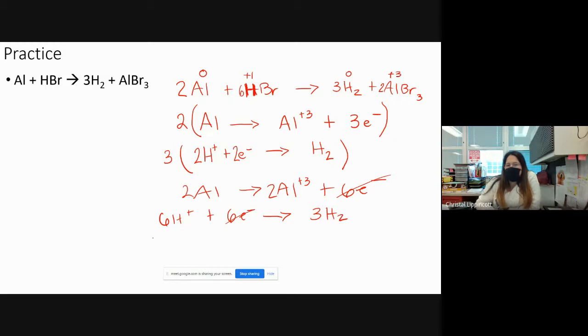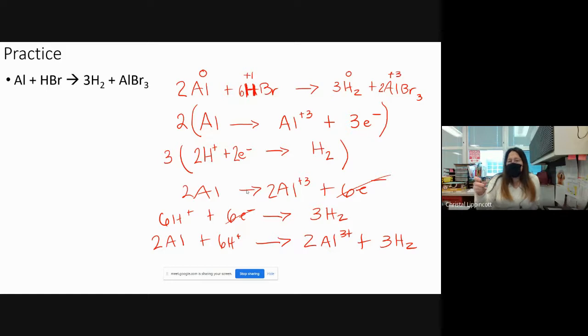This is your net ionic then. So 2Al plus 6H+ yields 2Al3+ plus 3H2. Okay, so that's what I wanted to go through. That's the final part of the notes for this.